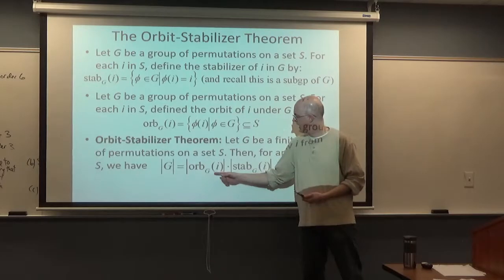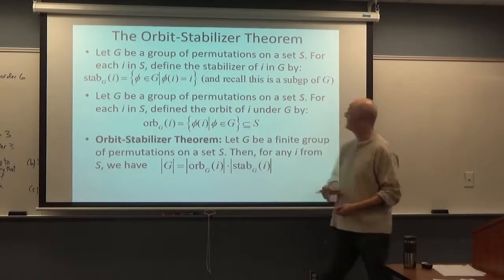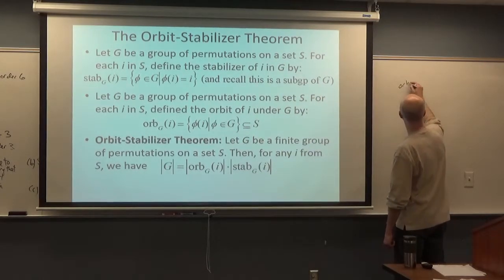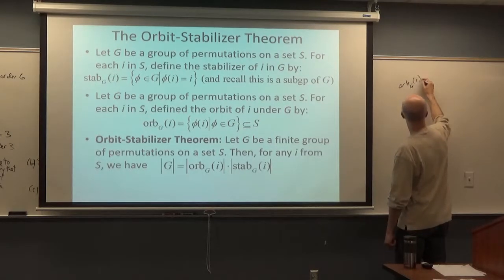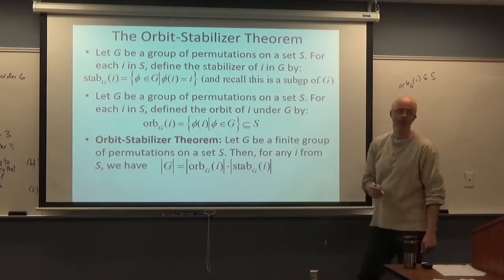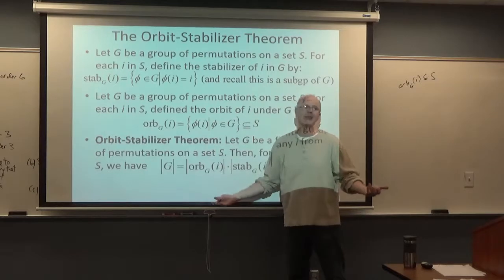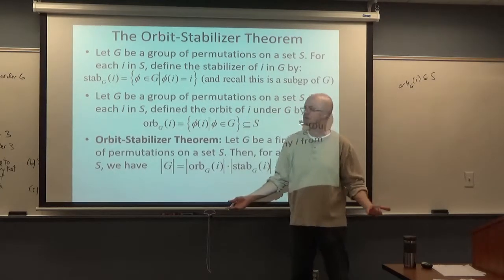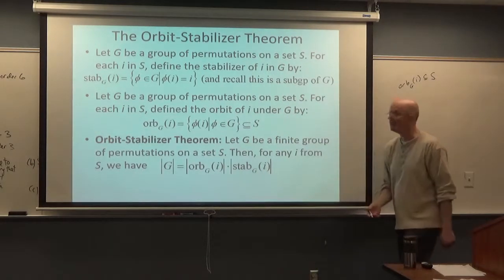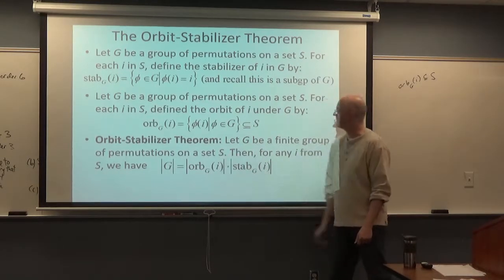The orbit of i in G is a subset of S, and it's not necessarily a group, because S is not necessarily a group. But I can still talk about how many elements are in that orbit. And if G is a finite group, that will be a finite set. And this product will equal the order of G.